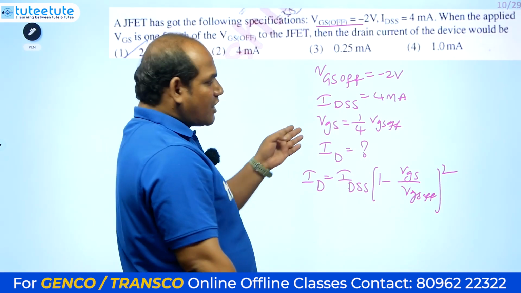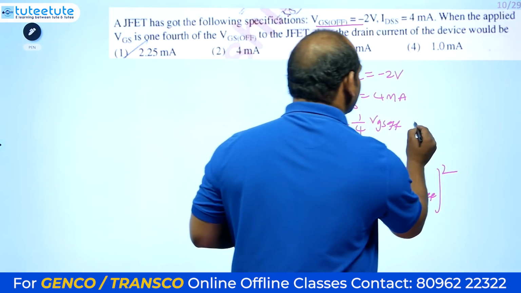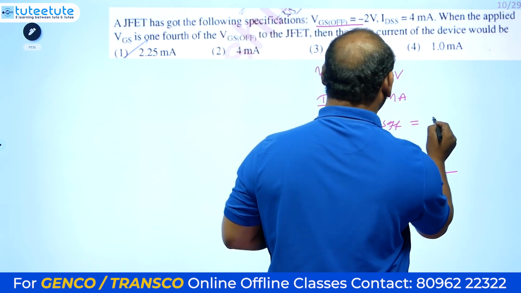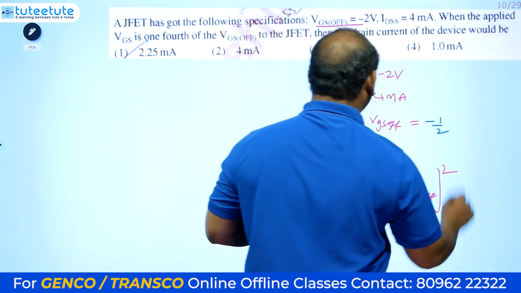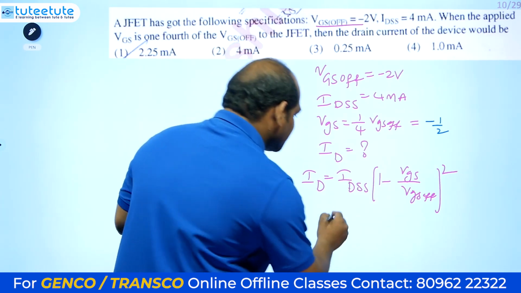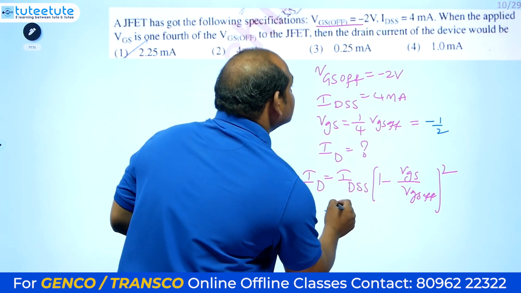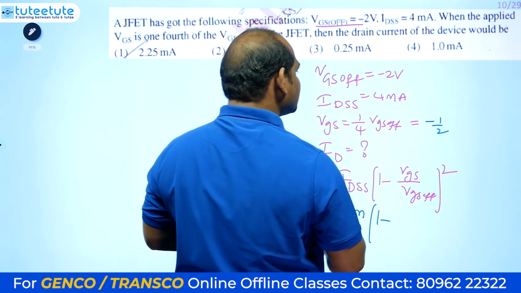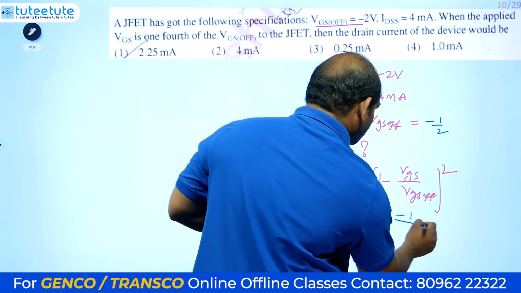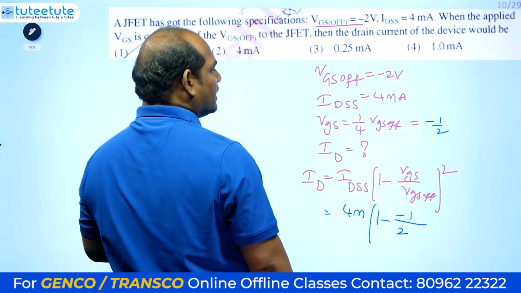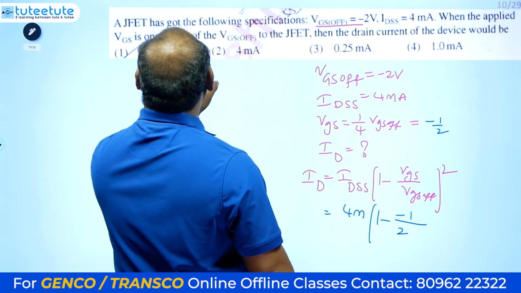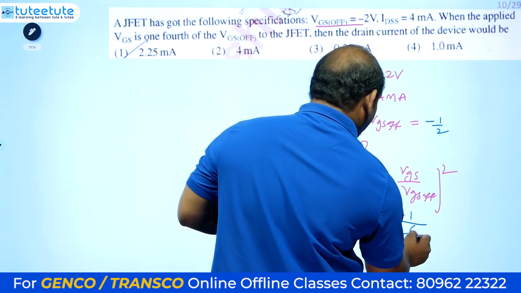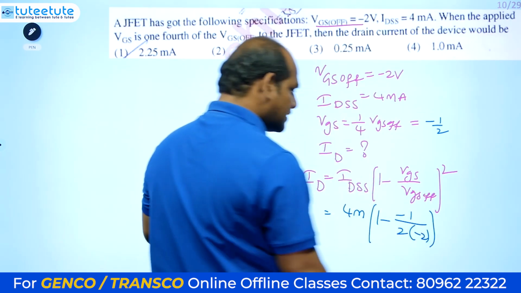But directly we don't have VGS. They have given the condition, so we can calculate that one. 1/4 times of -2, that means we will get -1/2. So substitute the values. IDSS is 4 milli, 1 minus VGS is -1/2. It is 1/4 of the VGS(off), so I have taken it like that. Next VGS(off) is again -2. So this is what we can take.